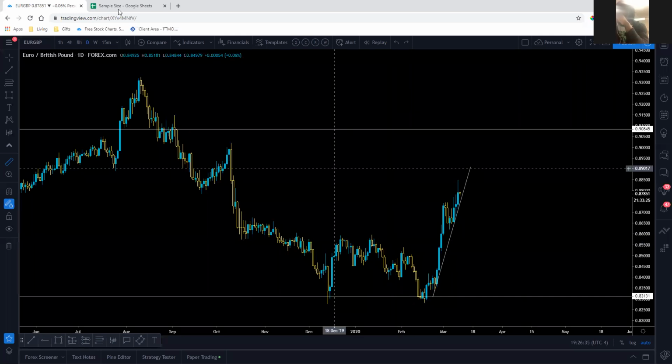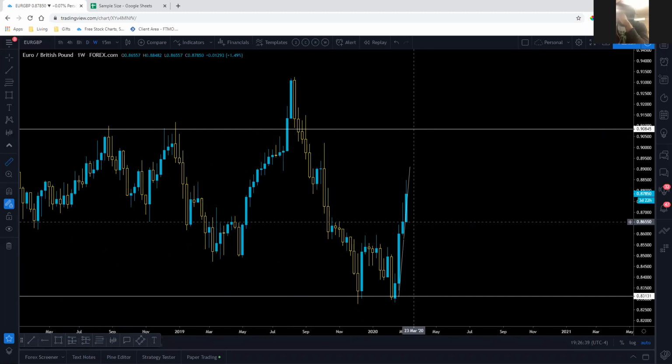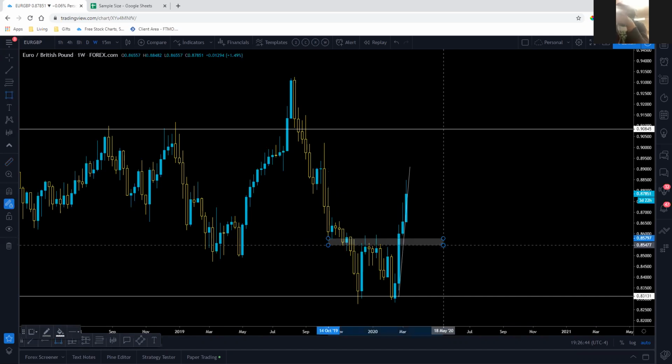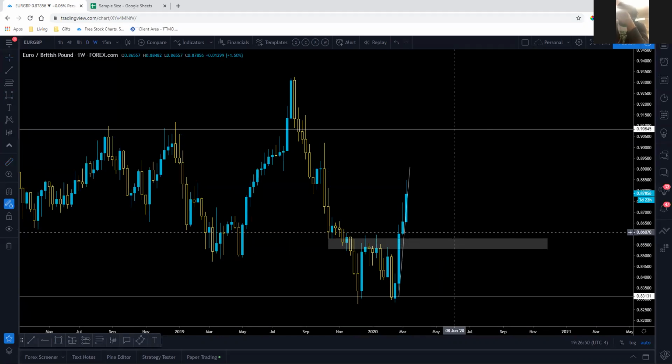And let me back up just in case someone didn't see it. This whole thing is an impulse. We're waiting on this correction to come down, and I like for it to come down to this kill zone right here, and that's where I'd be looking to buy all the way up to that supply zone.